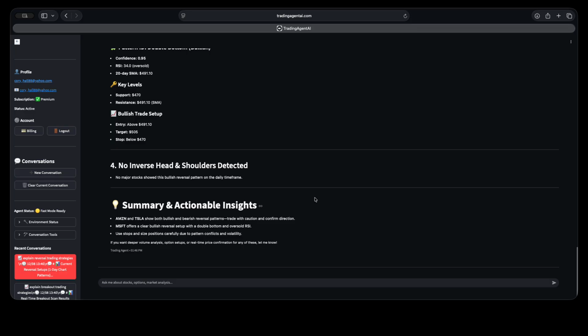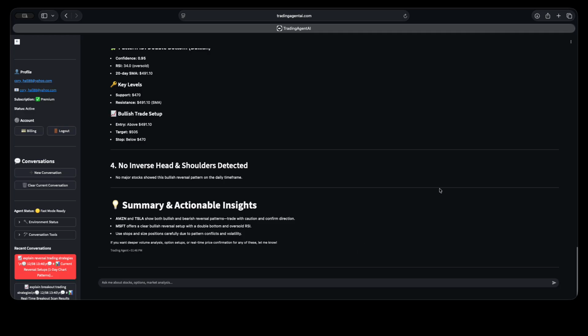And so, summary and actionable highlights here. Actionable insights: Amazon and Tesla show both bullish and bearish reversal patterns, so trade with caution and confirm direction. Microsoft offers a clear bullish reversal setup with a double bottom and oversold RSI. Use stops and size positions carefully due to pattern conflicts and volatility. If you want deeper volume analysis, options setup, or real-time price confirmation of any of these, let me know.